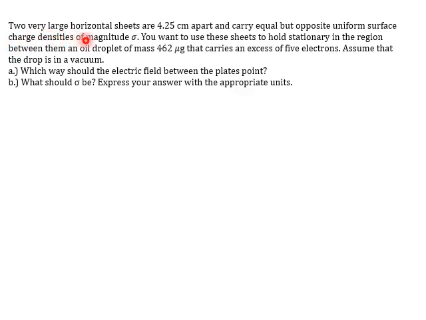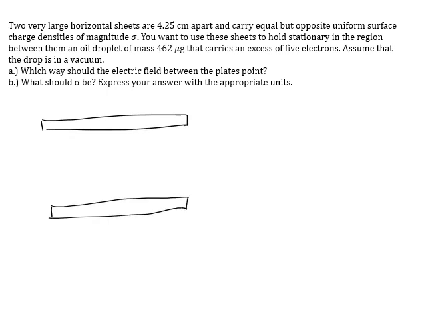This question has two very large horizontal sheets, a little distance apart, and equal and opposite charge. This is a capacitor. So we have two sheets with equal and opposite charge. We don't know which is negative and which is positive. You want to use these sheets to hold stationary in the region between them, somewhere in here, a little oil droplet that has a mass of 462 micrograms. So here's our charged oil droplet in here.